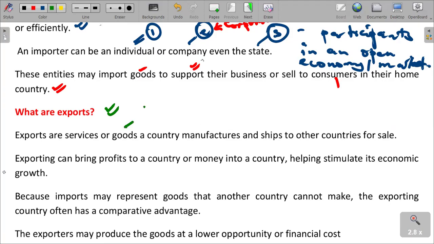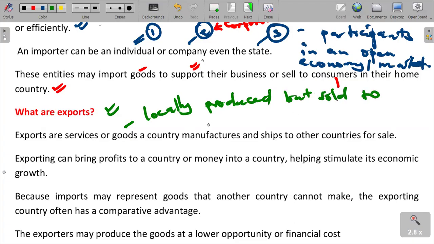So these are locally produced, but sold to a foreign market, or sold in a foreign market. You understand? So locally produced, but they are not sold in South Africa. They are being sold to another country.